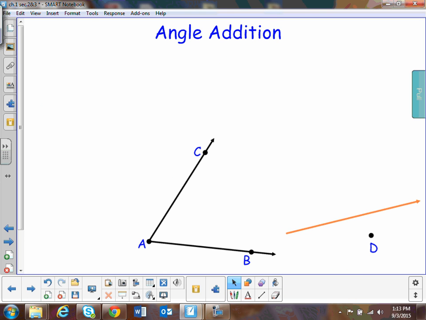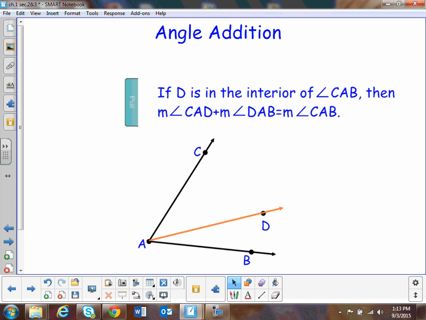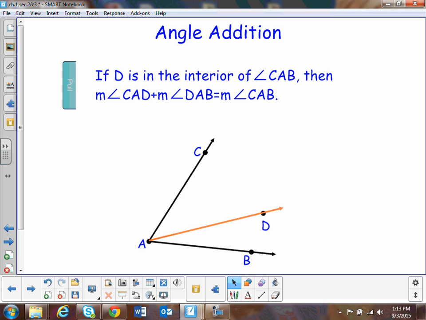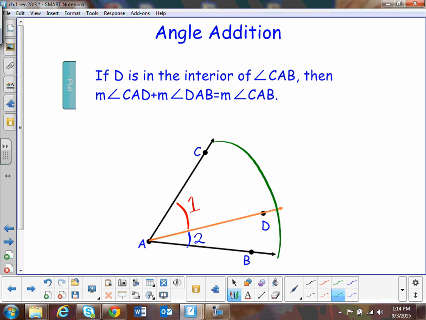Angle addition. All that means is if D is in the interior, then you have an angle here, which we'll call angle 1, and an angle here that we'll call angle 2, and of course you have the entire angle there. So all it's saying is that angle 1, plus angle 2, is going to equal the whole entire angle. Kind of like the segments that we did at 1.1.